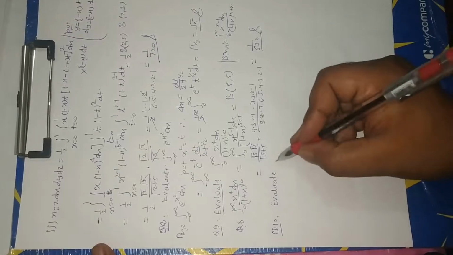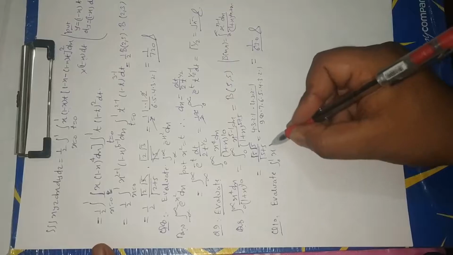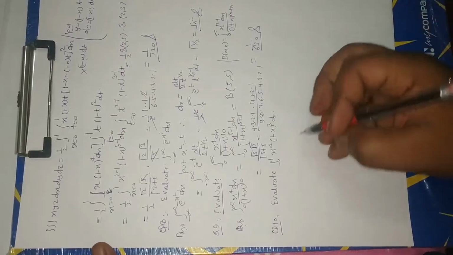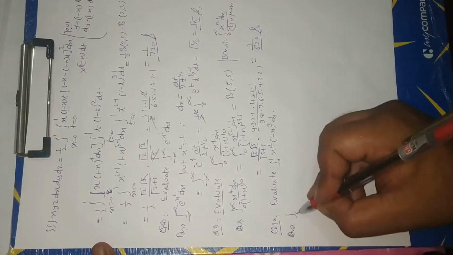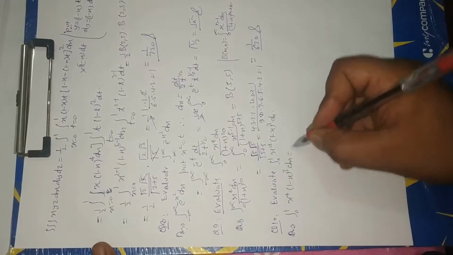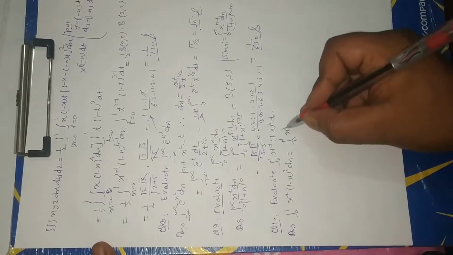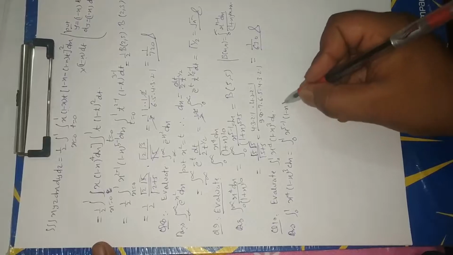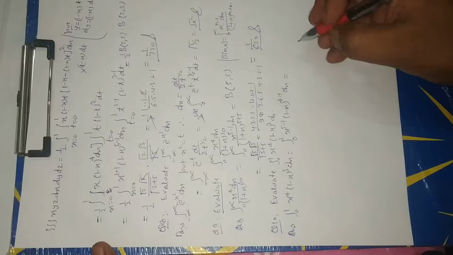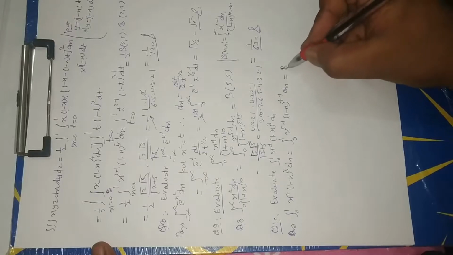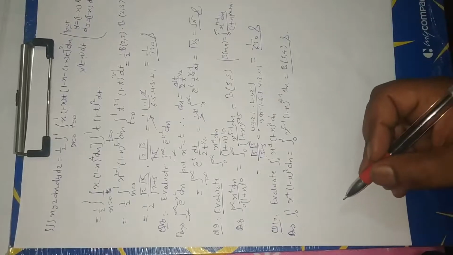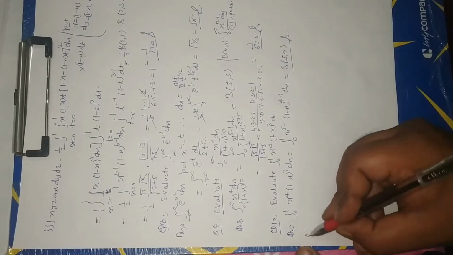Now question number 10. Evaluate integral limit 0 to 1 x to the power 4 1 minus x whole power 3 dx. Answer: integral limit 0 to 1 x to the power 4 1 minus x whole power 3 dx. 0 to 1 x to the power 5 minus 1 1 minus x whole power 4 minus 1, by using the definition of beta function. This is equal to beta 5 comma 4.